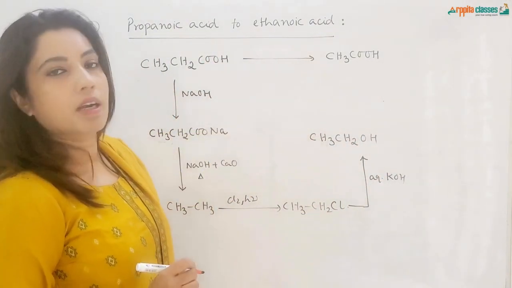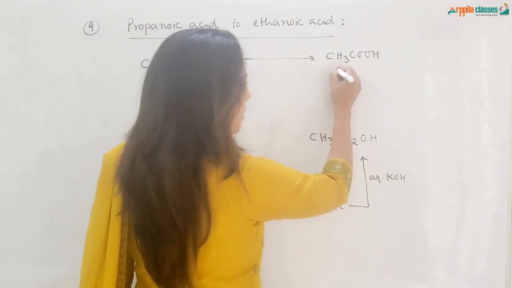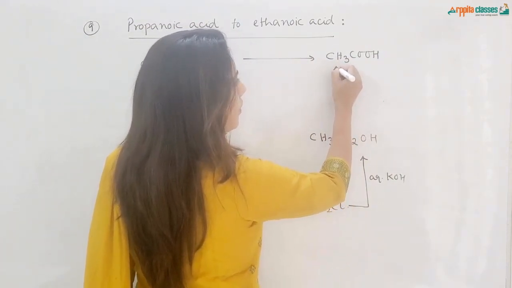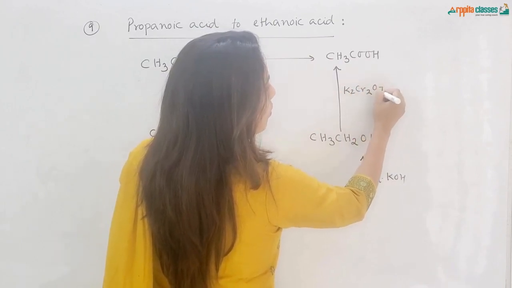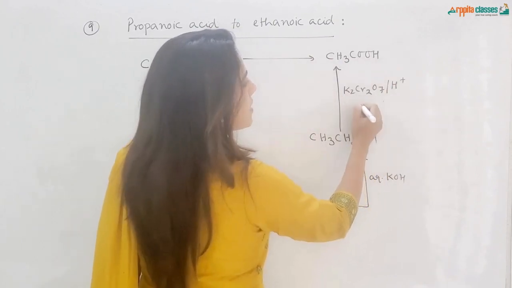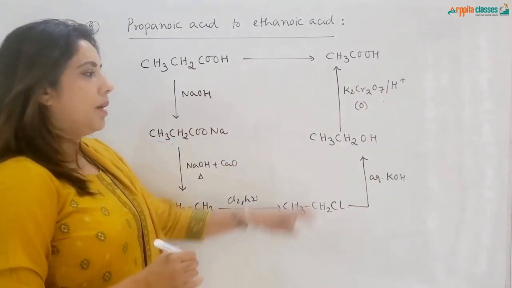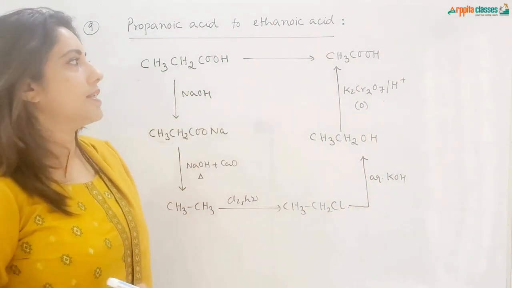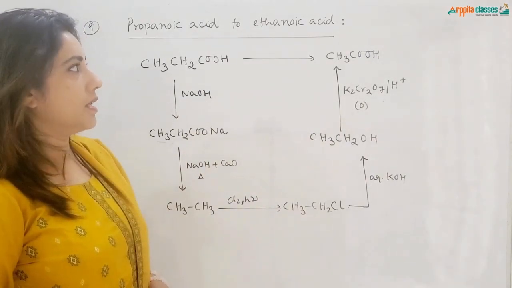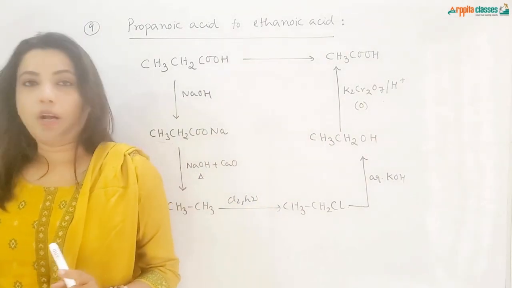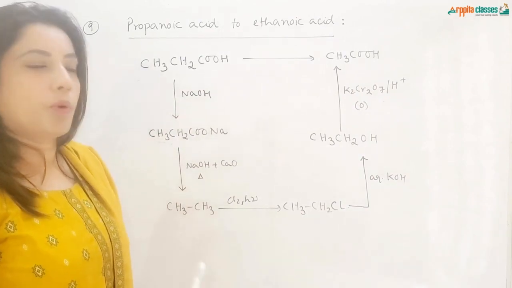And I have to get carboxylic acid. So primary alcohol to carboxylic acid is straight away an oxidation process. So I'll do the oxidation with K2Cr2O7 in presence of acid. So this oxidation will convert the primary alcohol to carboxylic acid. So this is how we got propanoic acid to ethanoic acid. Now we'll do the other way round, that is ethanoic acid to propanoic acid.